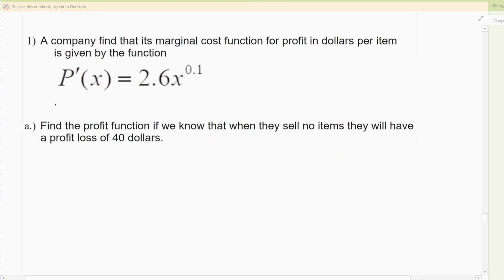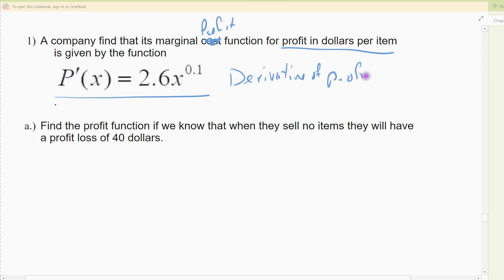Suppose a company knows its marginal profit. Suppose the marginal profit, in dollars per item, is given by this equation, the derivative of the profit. Find the profit function.